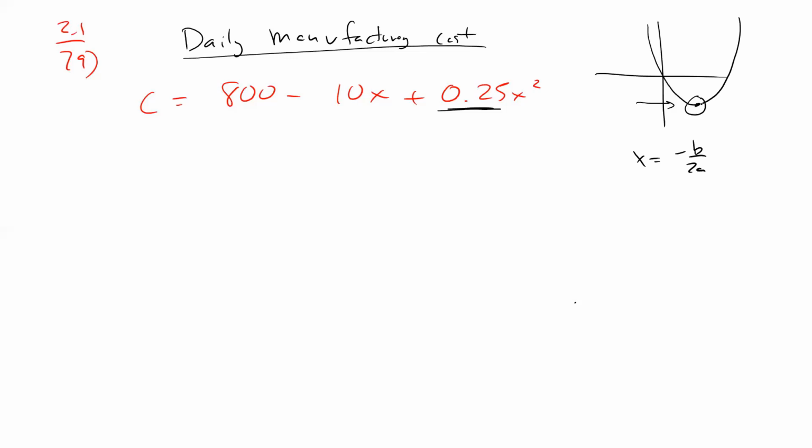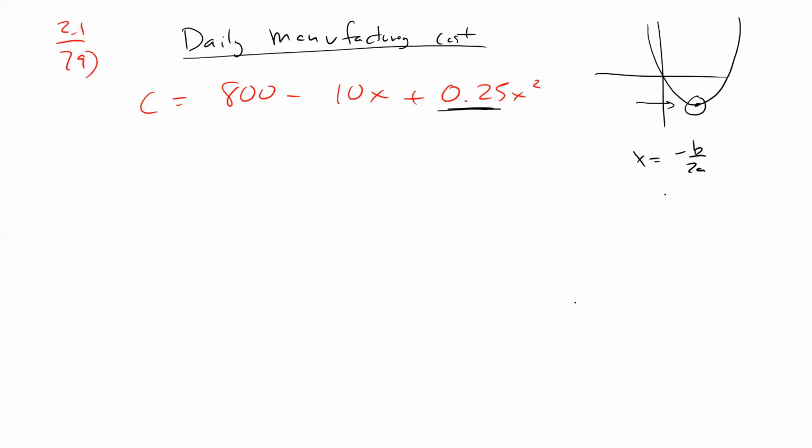What exactly are we trying to find the minimum cost for? Let me read the question here. How many fixtures should be produced each day to yield a minimum cost? So we're not going to try to find the minimum cost. We just need to know how many need to be produced.